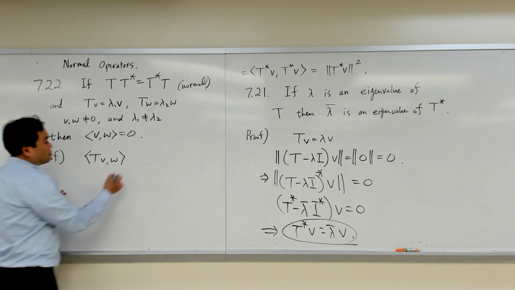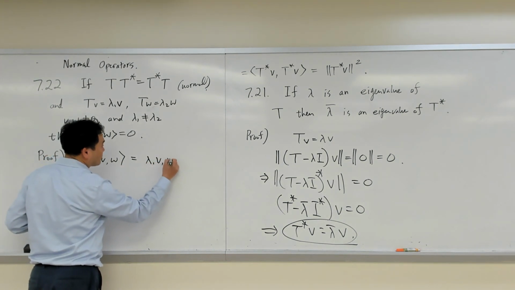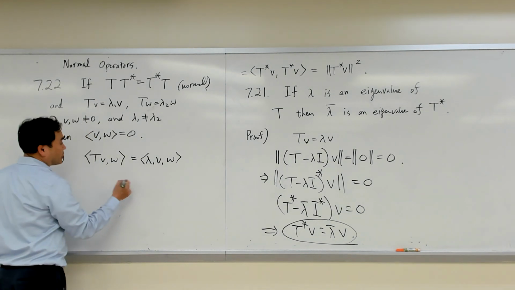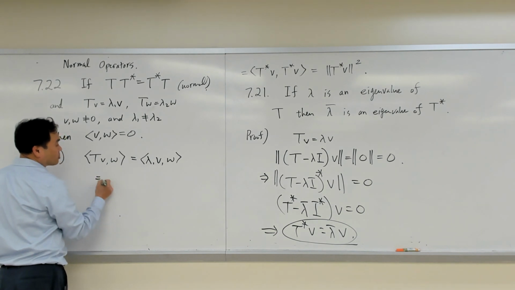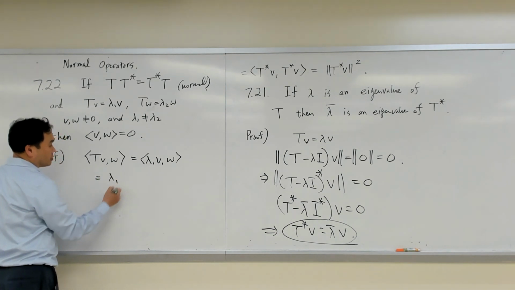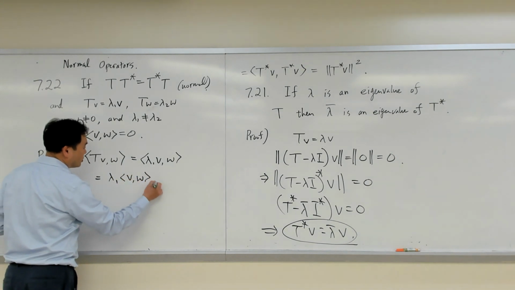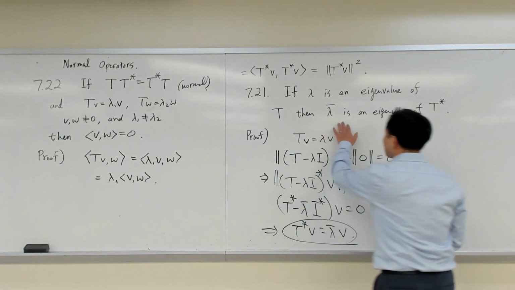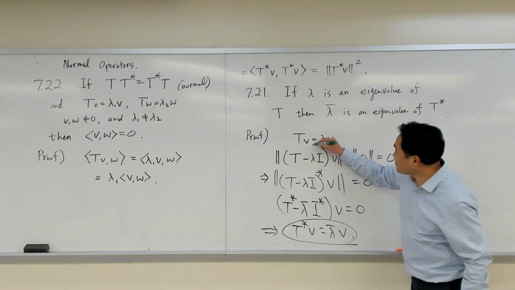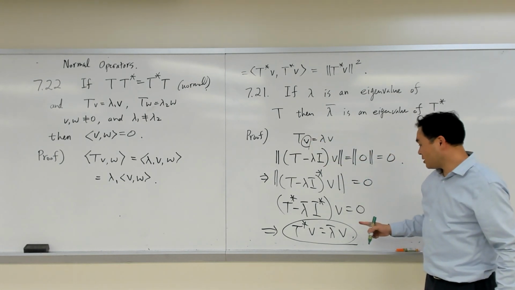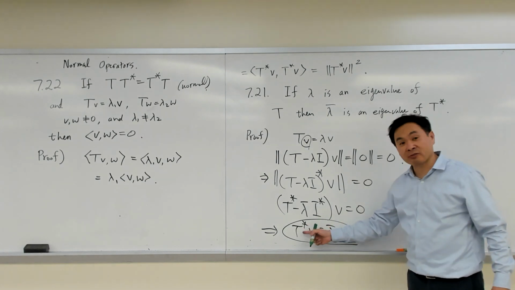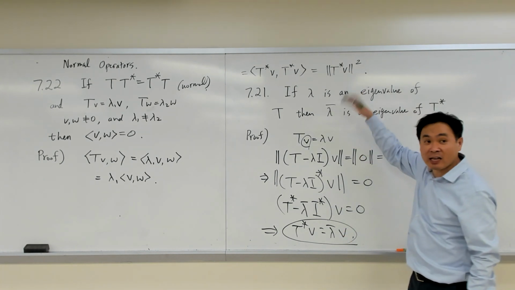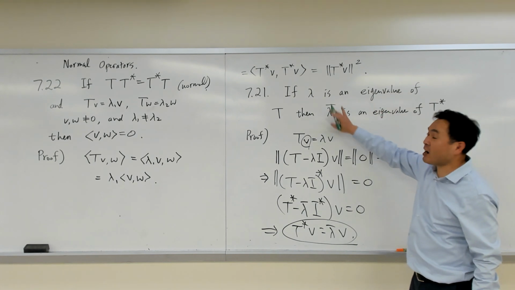All right, so Tv would be λ1 v, so ⟨Tv, w⟩ is going to be λ1 ⟨v, w⟩. Okay, so that's one way. Oh, there's something that I forgot to say here. If v is an eigenvector for T, then v is again an eigenvector for T* with the complex conjugate eigenvalue. Okay, so I should have written this down as well. So they have the same eigenvector, except that their eigenvalues are complex conjugated.